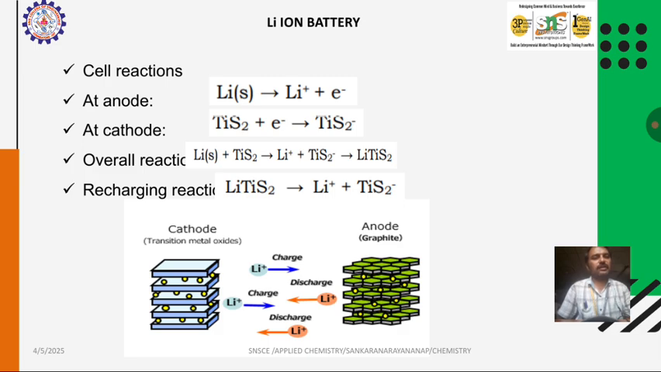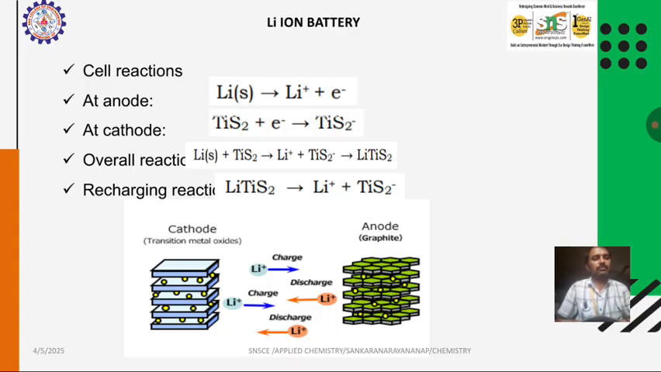So the overall reaction, what will happen at the anode and cathode? Titanium disulfide plus lithium solid. Okay, so that will form the lithium ion and titanium disulfide with excess of electrons. So the negative and positive will combine, what will happen? Lithium titanium disulfide. So in the recharging reaction, what will happen?